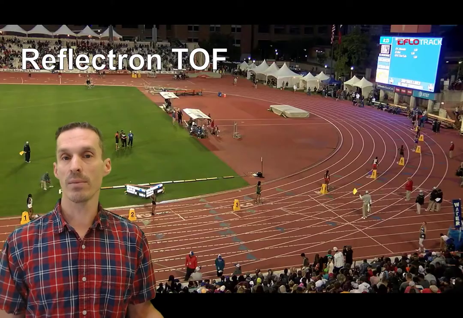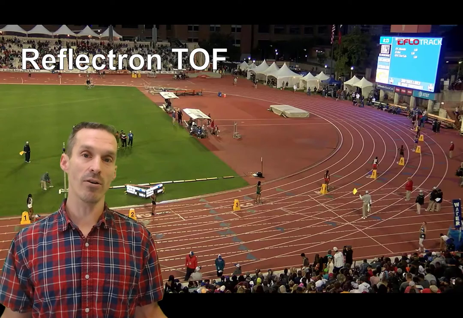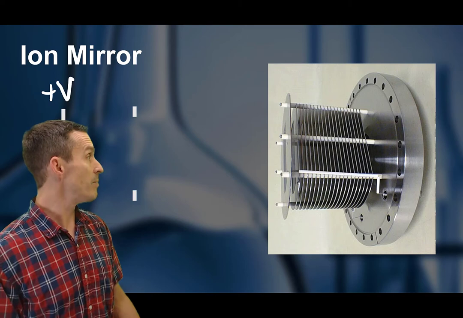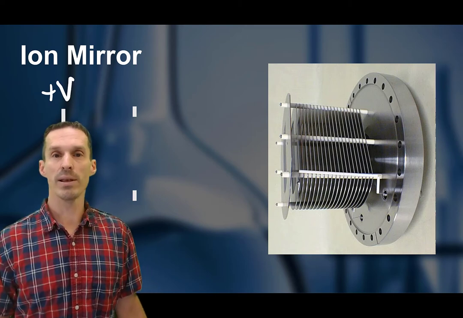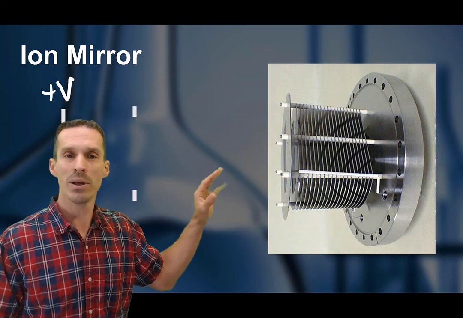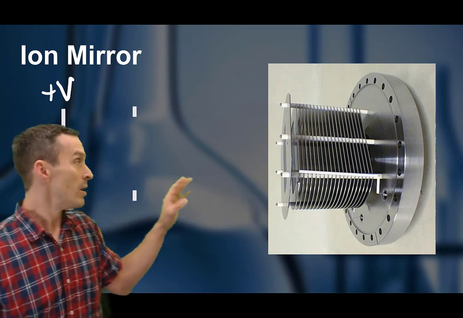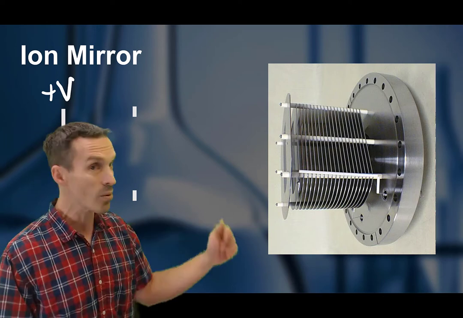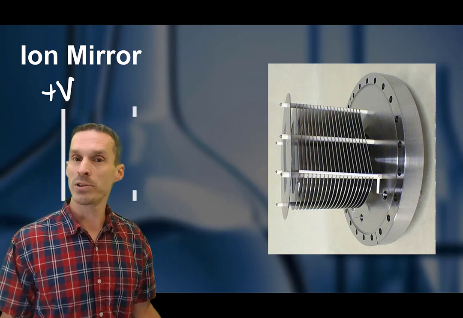So the instrument that I'm describing right now is called a reflectron time of flight. Now let me show you how it works. What we have is an ion mirror. The ion mirror will be placed at the back end. The spot where it seemed like the detector was, we don't even put it there, technically. So our ions are going to start at the source region. They're going to move down towards the ion mirror, and then they're going to bounce back.